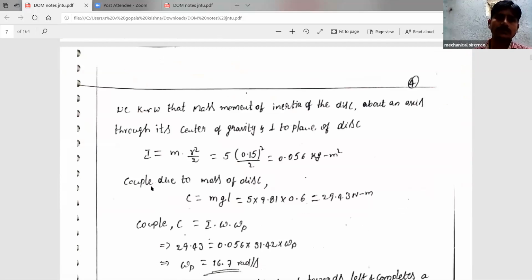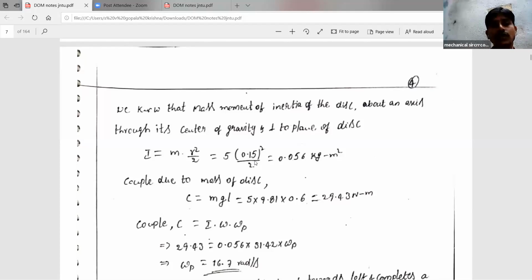We know the mass moment of inertia of the disk about the axis through its center of gravity and perpendicular to the plane of the disk. Generally the formula for mass moment of inertia is m k square, but here k is not given, the disk radius is given. So I equals m r square by 2. That is 5 into (0.15) square by 2. When we calculate, we get 0.056 kg meter square.